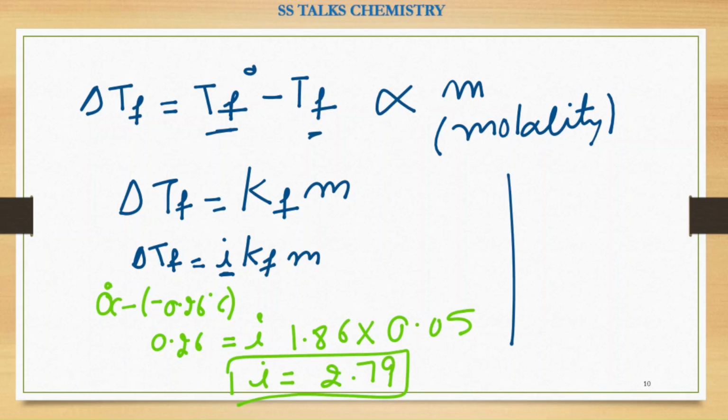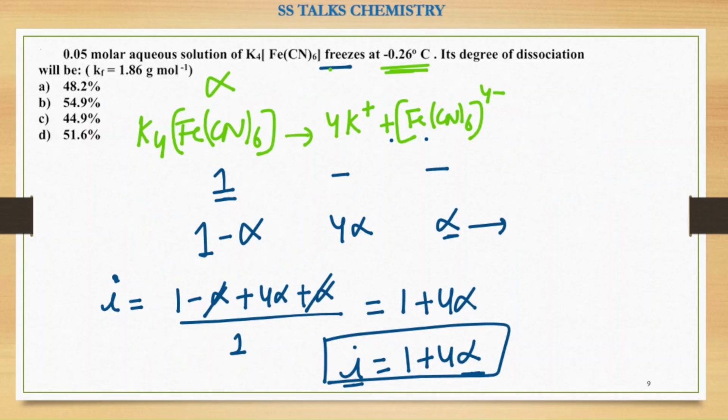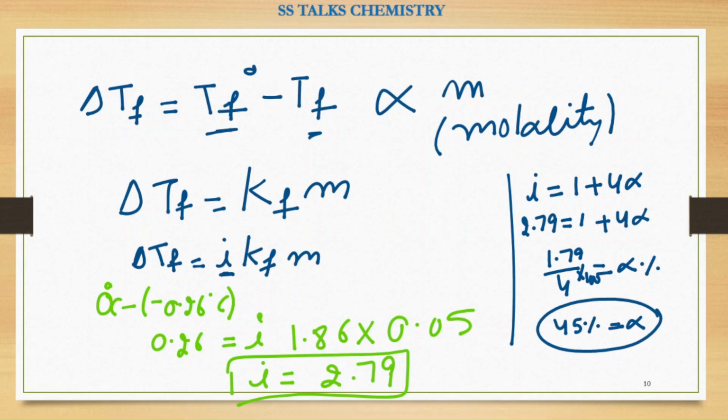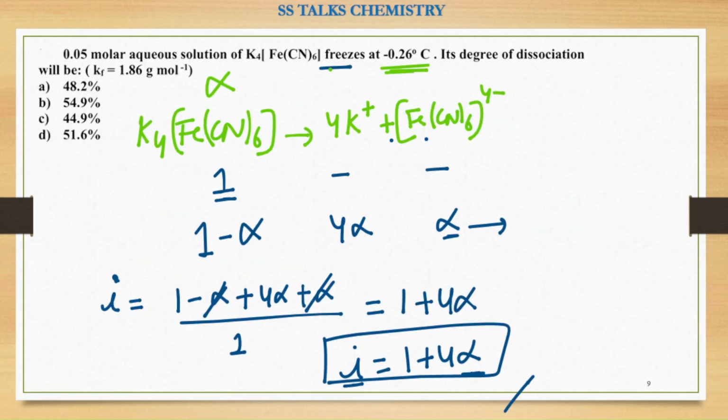Now we have my i value equal to 1 plus 4 alpha, from the previous part, after the dissociation we have considered this expression. Just substitute the values: 2.79 equals 1 plus 4 alpha. So 1.79 upon 4 will be your alpha. If you want the percentage, multiply it with 100. Solving this, we get the value as 45%. So the degree of dissociation will be 45%. So the answer would be option C in this case.